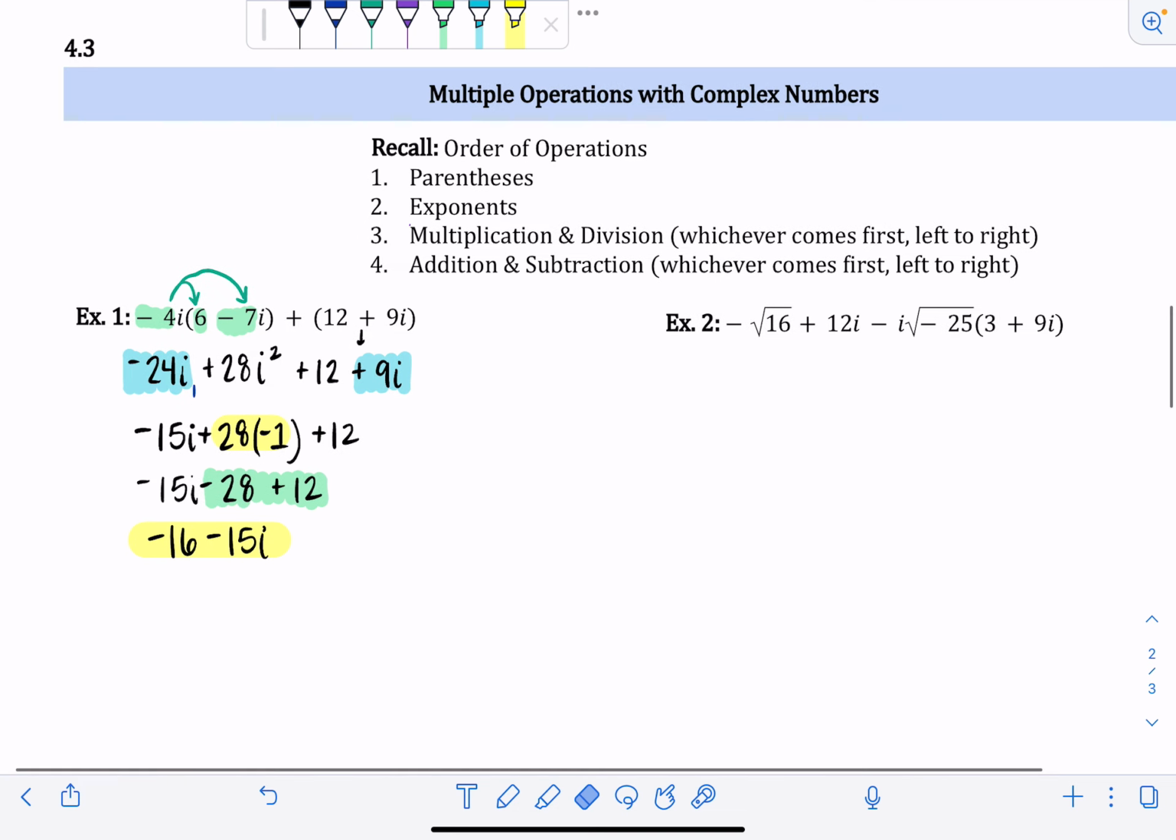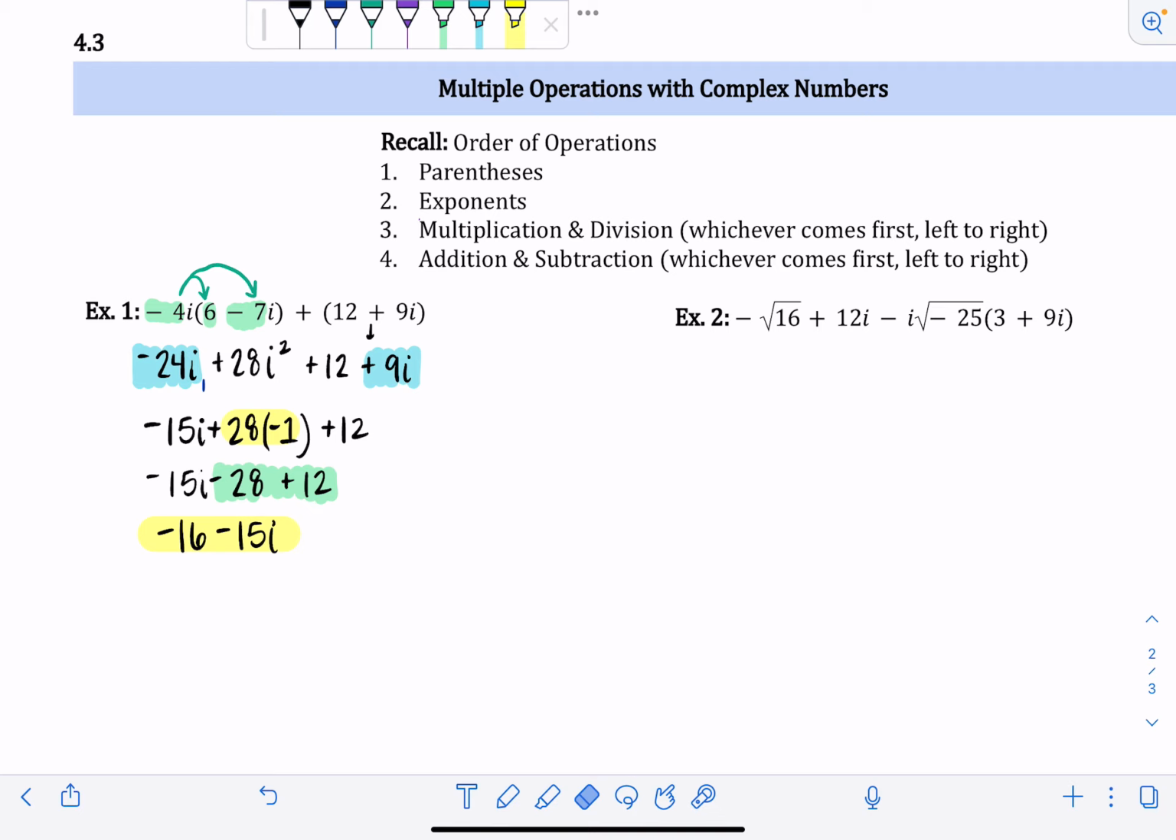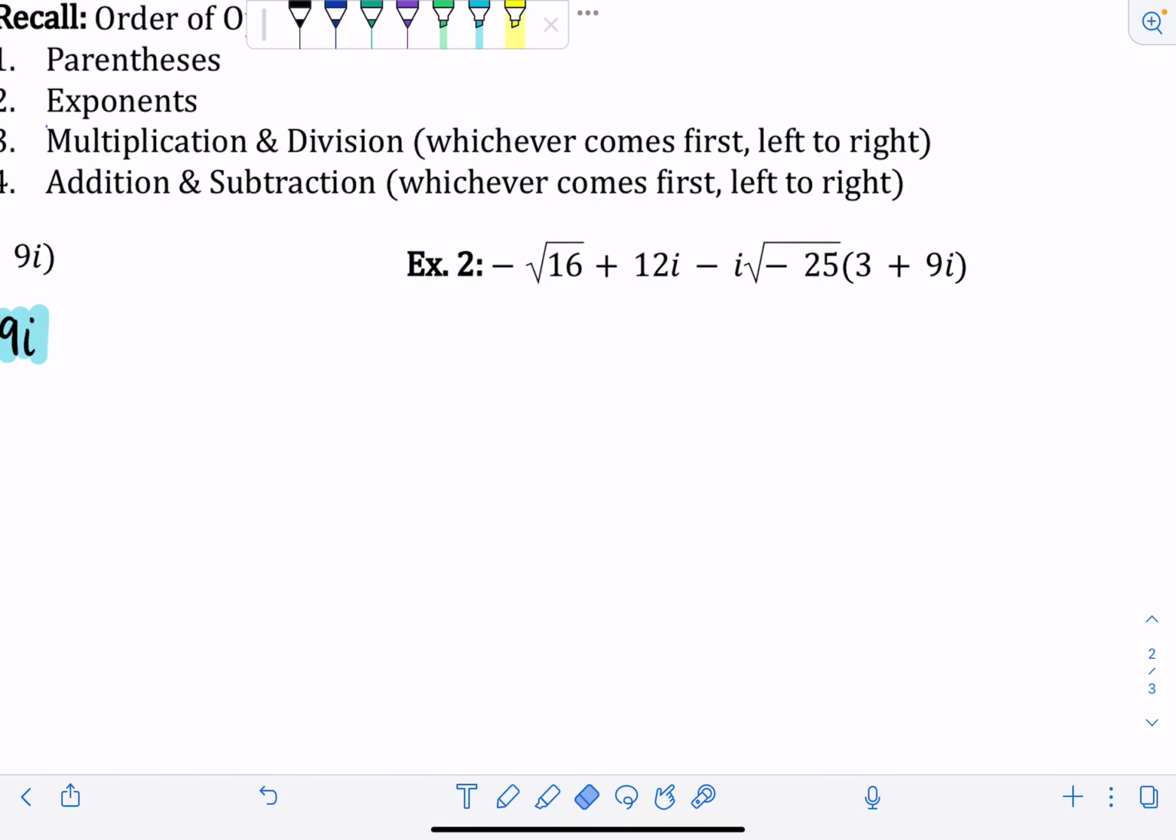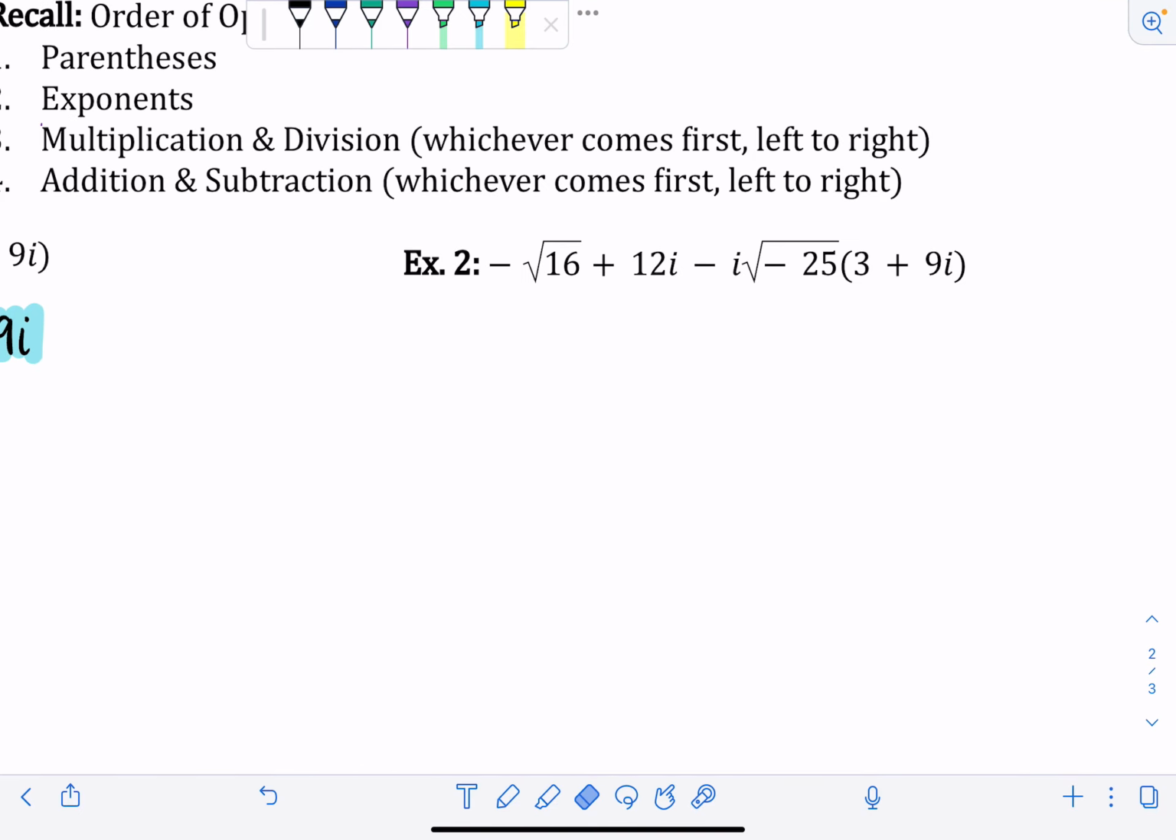Okay, example 2 is the last one. So example 2 from 4.3, I'm going to go ahead and zoom in on it. So negative square root of 16 plus 12i minus i times the square root of negative 25, and then in parentheses 3 plus 9i. So I'm just going to kind of start going from left to right.